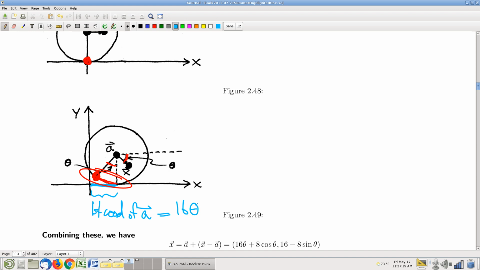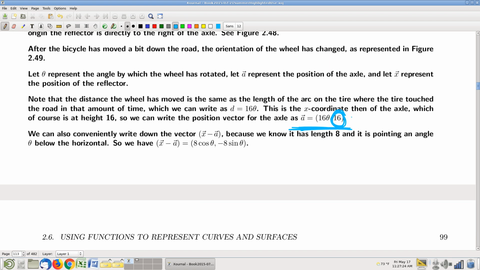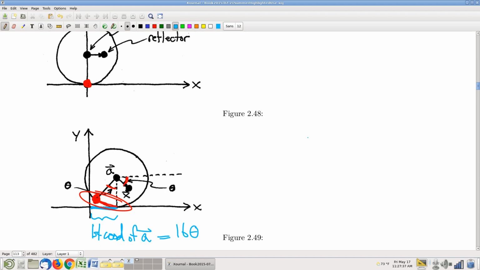How we doing? Everybody happy? Okay. So thus, the position of the axle as a function of theta is that simple little formula. Okay, next, let's talk about this difference vector. So the difference vector here that we were talking about, right? That vector. We know that this magnitude is 8.